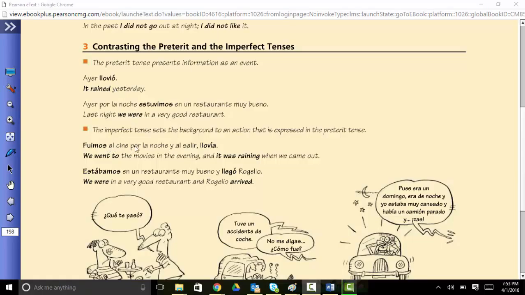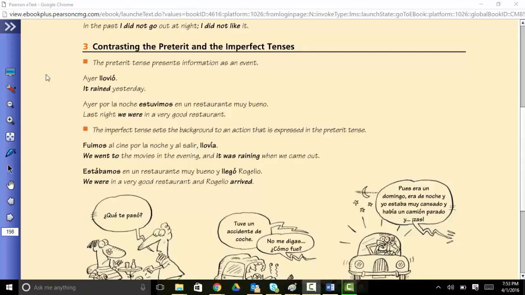For example, fuimos al cine por la noche y al salir, well, that one actually is different. But anyway, I think I gave the example before: it was a dark and stormy night when I heard a knock at the door. The knock at the door is in the preterite. The weather is in the imperfect because the weather is not what I'm trying to convey to you. I'm using it to create a mood.